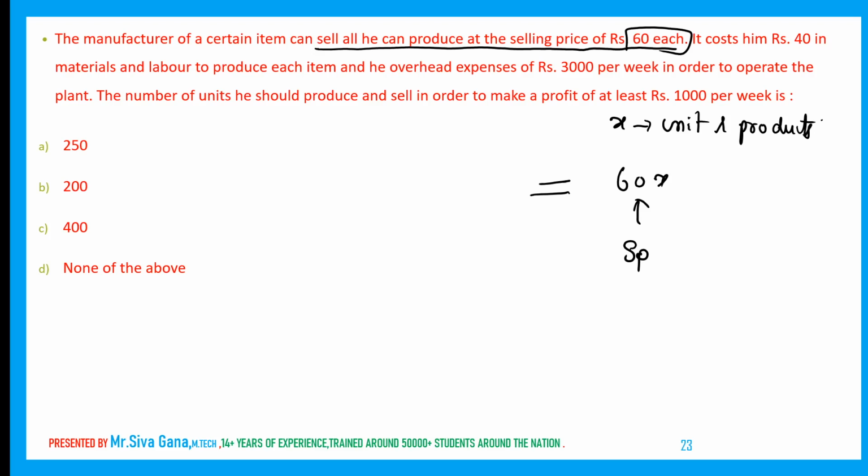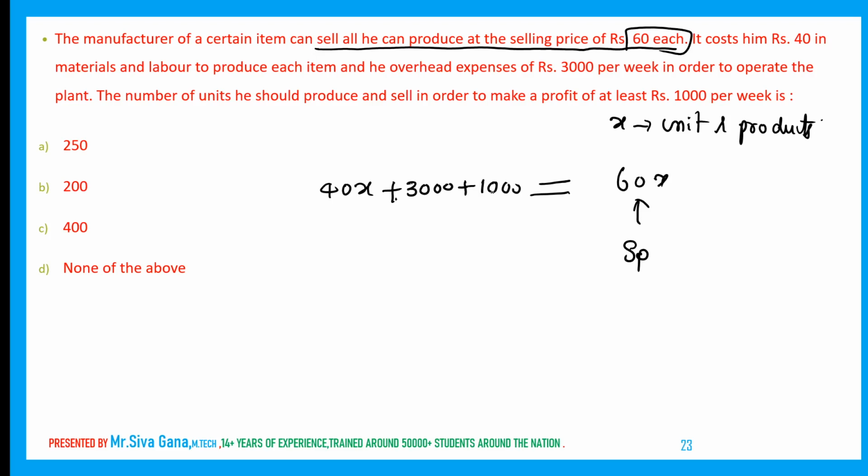It costs him 40 in material, so the production cost is 40X. The labor to produce each item and the overhead expenses are 3000 per week, which means 3000 is the fixed cost. In order to operate the plant, the number of units he should produce and sell to make a profit of at least 1000 per week.